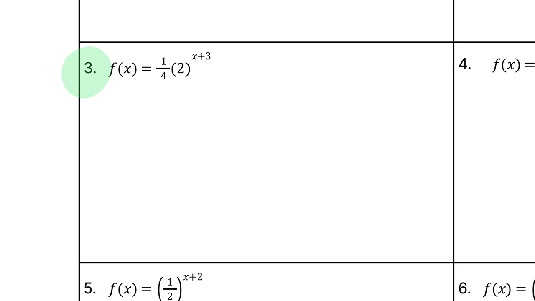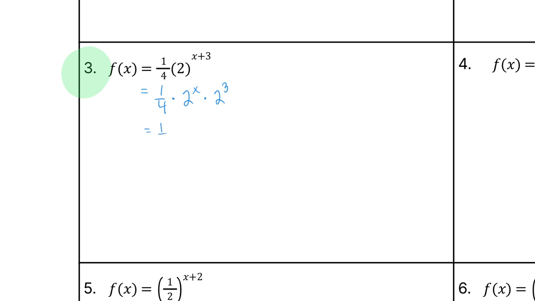I know that I can rewrite this equation as, I'm still going to have 1/4, but now this 2, instead of having 2 to the x plus 3, I can have 2 to the x. So I'm going to multiply, so I'm going to do dot 2 to the x power, and then times 2 to the third power. So this x goes here, and this 3 goes here, and they both have the same base. Okay, but then I'm going to keep simplifying as much as I can.